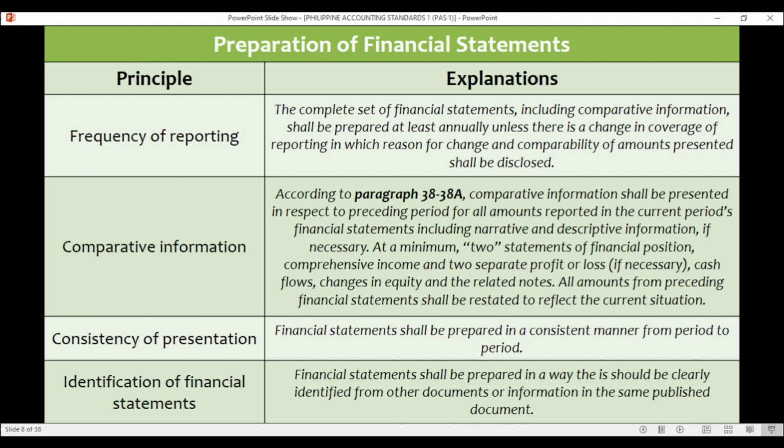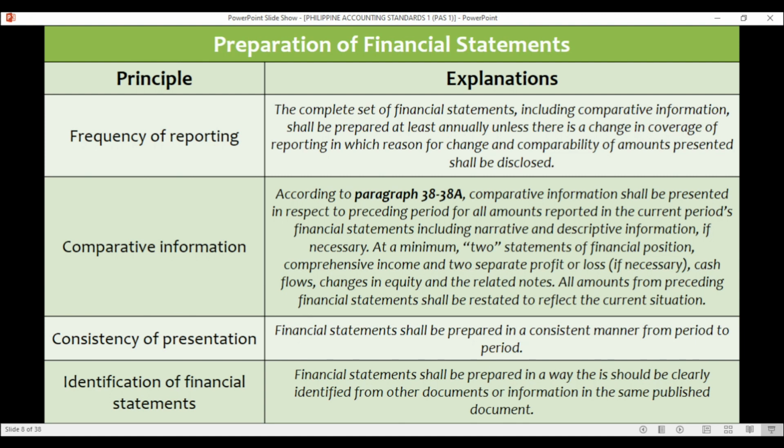Comparative information, at a minimum, 2 statements of financial position, 2 statements of comprehensive income, and 2 separate profit or loss statements if necessary, 2 cash flows, 2 changes in equity, and related notes. All amounts from preceding financial statements shall be restated to reflect the current situation. So for comparative information, the concept is that you are presenting both financial statements of the current and prior years. At least the immediate prior year.